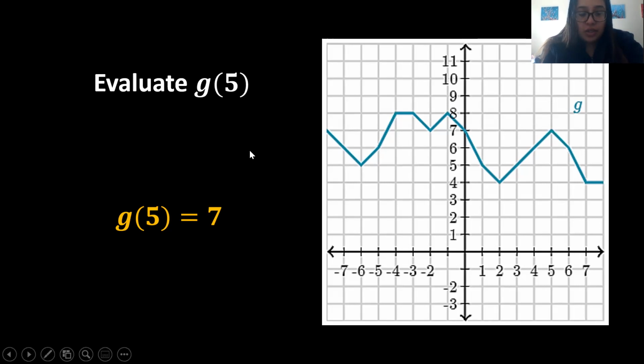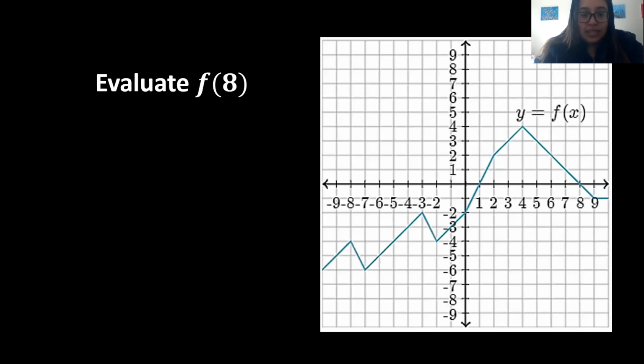Okay, next question. F of 8. This one can be a little tricky. F of 8. Think about what you are given and what you need. F of 8. I'd love to hear from William. William, what do you think? F of 8. What do you know? What are you missing?